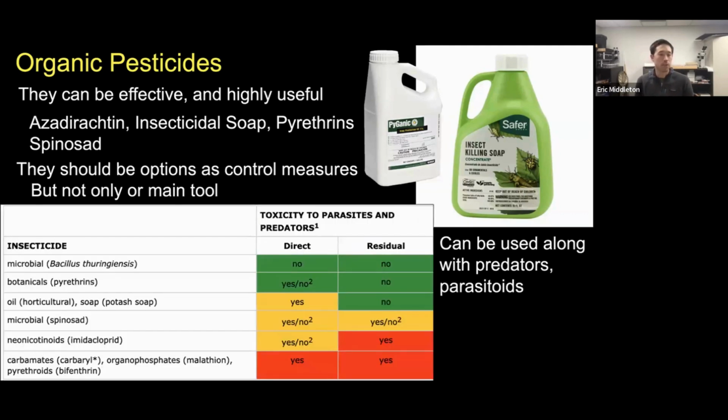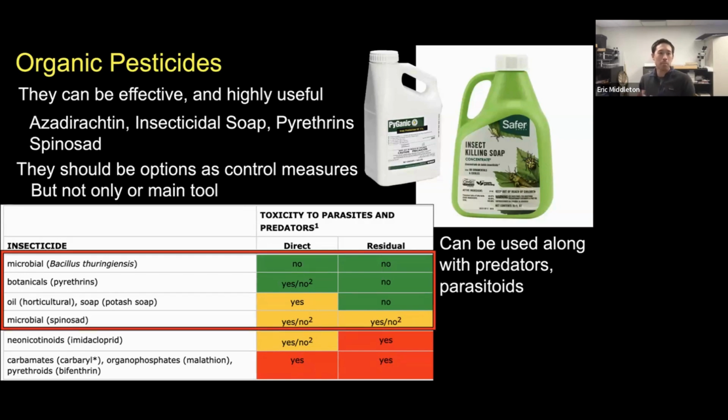And here's a useful table. It's from the UC IPM website, which shows a number of different insecticides and their relative toxicity to both parasitoids and predators, both directly and as a residual. You'll note the things that will be useful in organic ag: the microbials, botanicals, oils, and also things like spinosad. Most of them, especially residually, are pretty good, where they aren't going to continue harming beneficial organisms for a while. But a lot of them, if directly applied onto the beneficial organisms that are there, will still kill them. So this is really important to note, because yes, you can use these. They can be used in conjunction with predators and parasitoids, but many of them still can be harmful, and it is really important to keep that in mind.